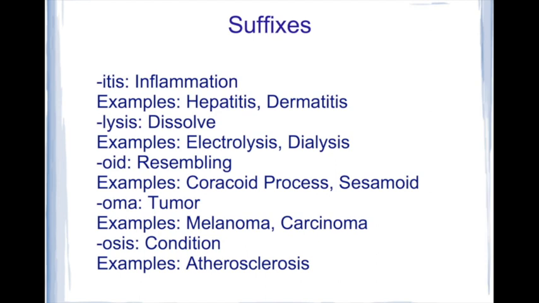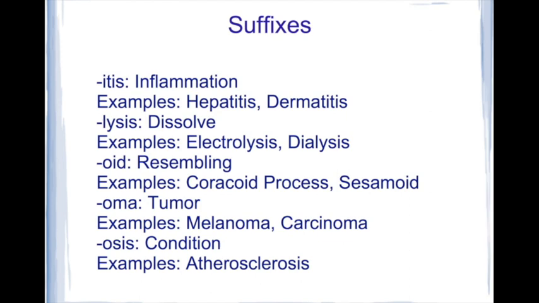Osis means condition. You see osis with a lot of things. It actually does have more definitions than just condition, but the main one you see about 80% of the time, it's going to mean condition, like atherosclerosis. Okay. Other definitions can be process or formation, like mitosis, cellular mitosis, where cells divide. That's a process.